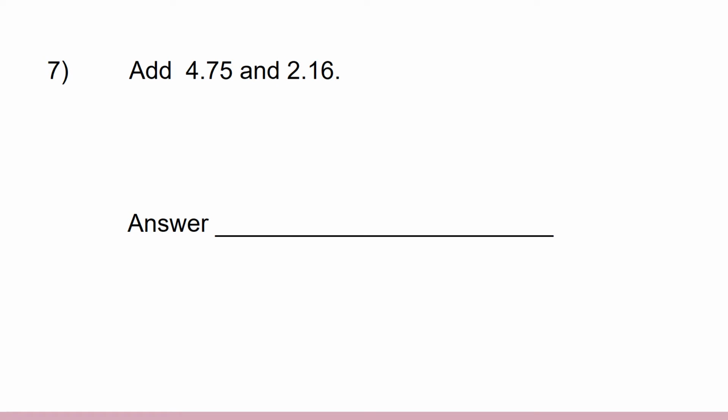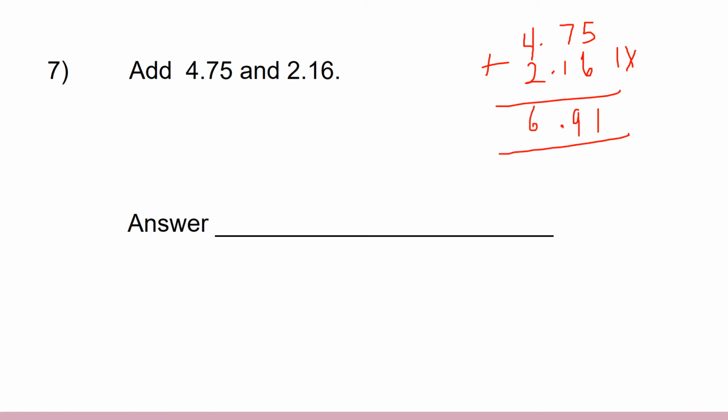Question number 7. Add 4.75 and 2.16. When we are adding decimals, it's very important that we line up the decimal points properly. So 4.75 plus 2.16. And now we add 5 plus 6 is going to give us 11. 7 plus 1 is 8, and the 1 carried is 9. 4 plus 2 is 6. So the answer we are getting is 6.91.